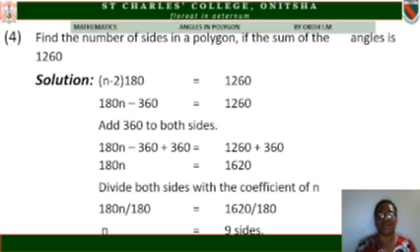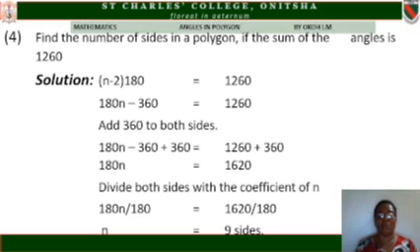which is 1260 degrees. Then let's open the brackets on our left hand side. So 180 times n will give us 180n, minus 180 times 2 will give us 360. So we have it now that 180n minus 360 is equal to 1260. Then let's add 360 to both sides, because we have a minus in front of 360 up there.